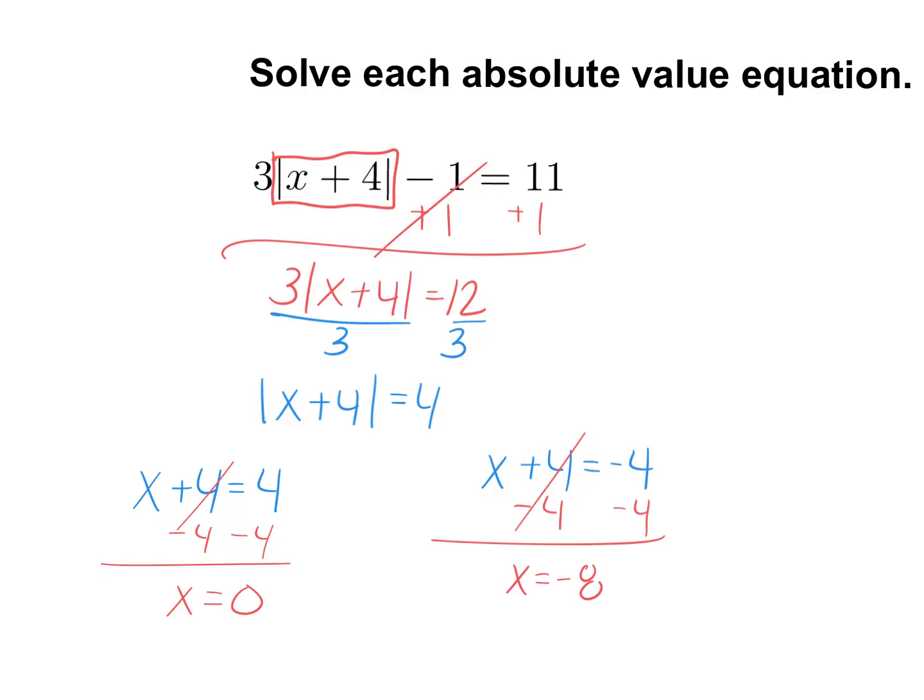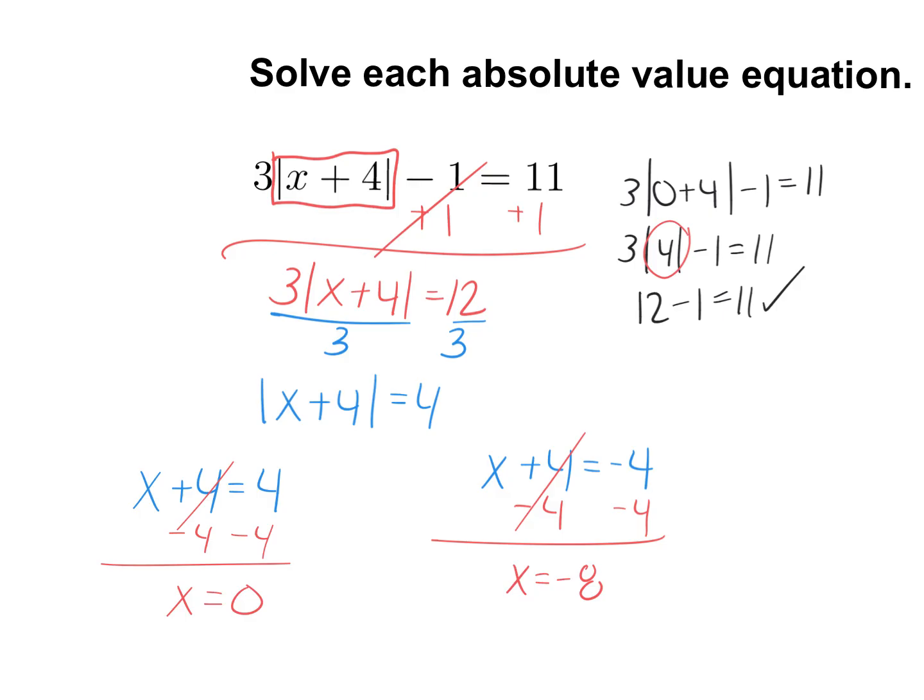So to check my solution, I need to plug back into the original one. So I have 3 times the absolute value of 0 plus 4 minus 1 is equal to 11. So I have 3 times the absolute value of 4 minus 1. So the absolute value of positive 4 is 4. And 3 times 4 is 12 minus 1, which is 11, and that one's good.